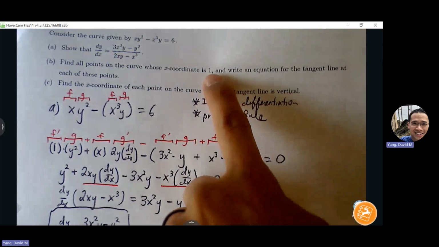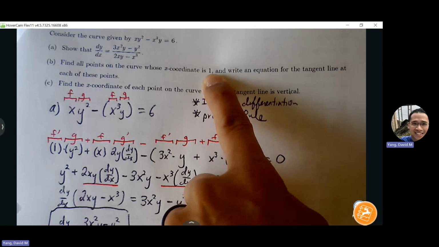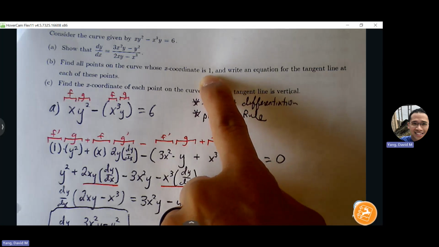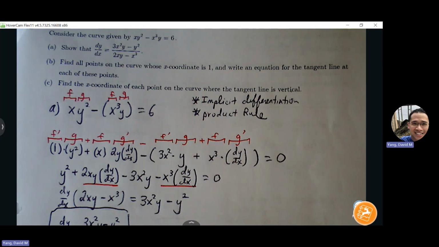And the good thing is they give you one of the coordinates, but they don't give you the full coordinate. So how can we find the full coordinate? Plug the 1 into the original, yeah. So let's try that. We're going to plug the 1 into the original first. We're going to get some information.